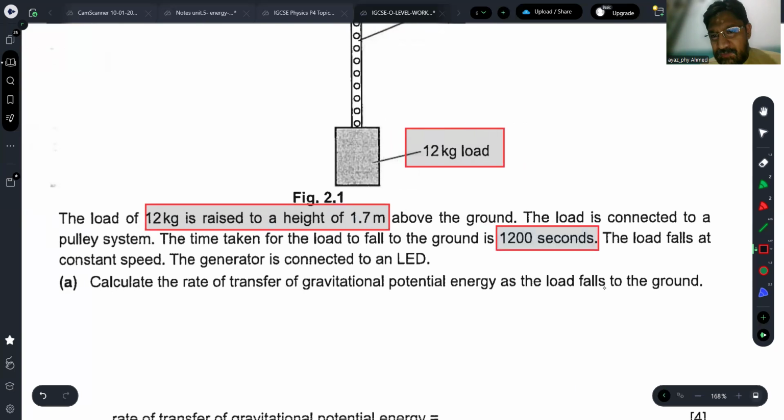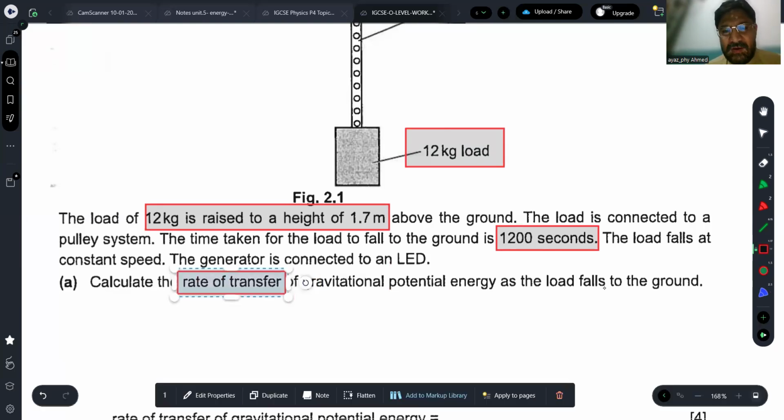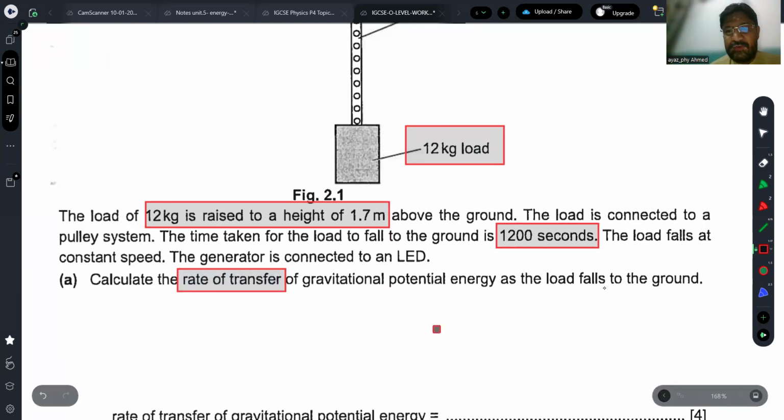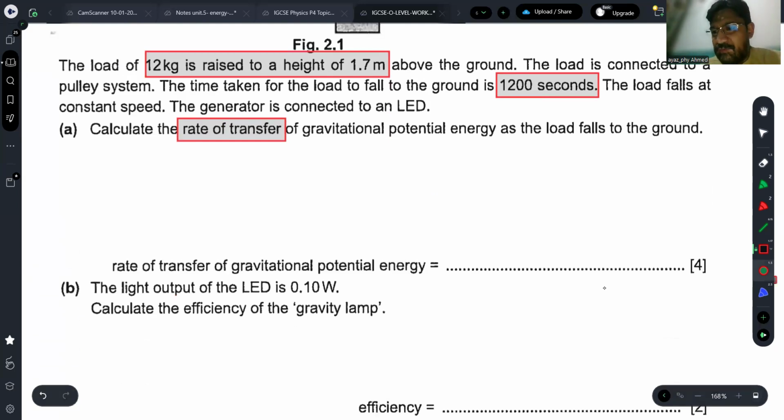The load falls at a constant speed. The generator is connected to the LED. Calculate the rate of transfer of gravitational potential energy as this load falls to the ground. So, as I told you, here it consists of gravitational potential energy. And when this question is asked to you, that you have to calculate the rate of transfer of energy, the examiner means that you have to calculate energy per unit time. That is simply power. So here I'm going to calculate, that is a 4 mark question.